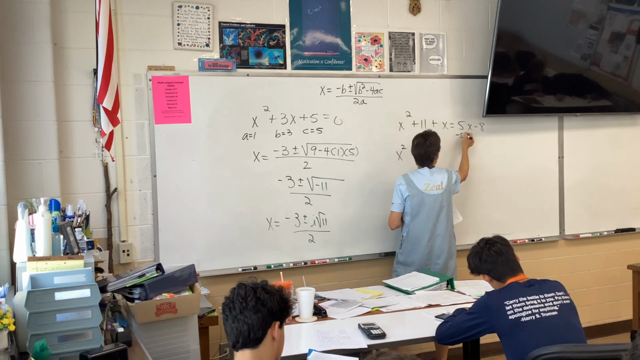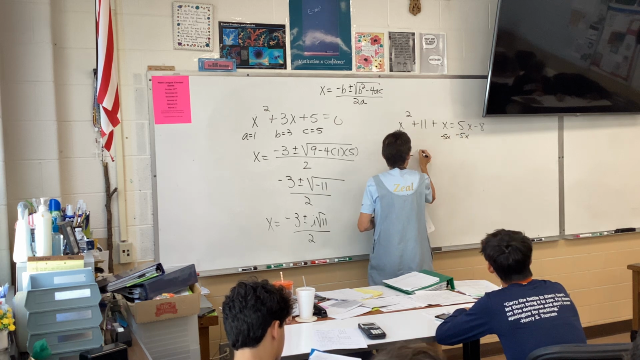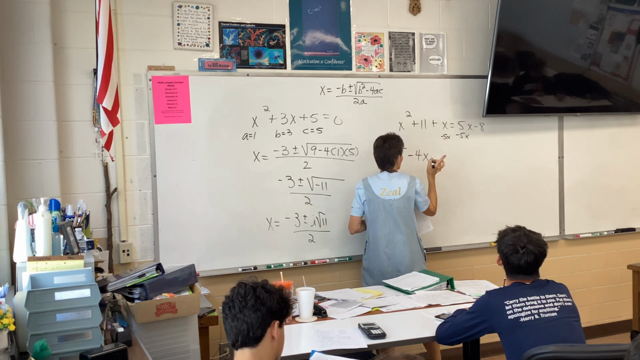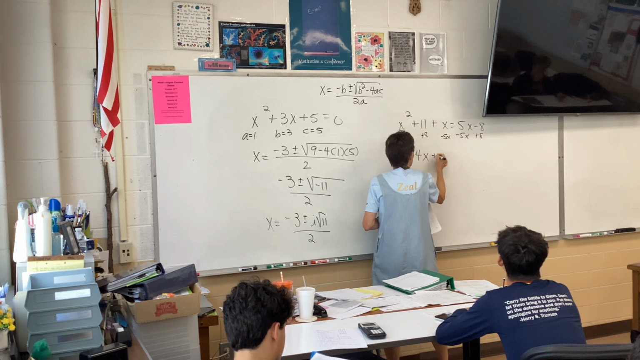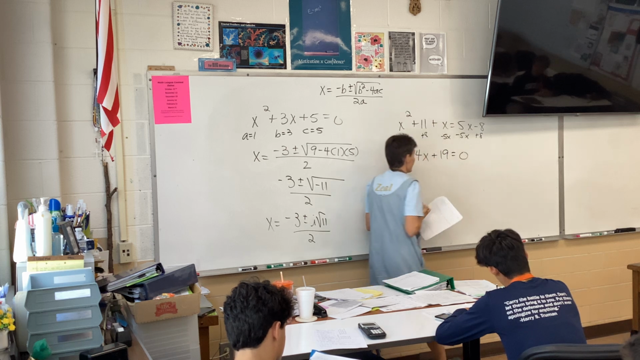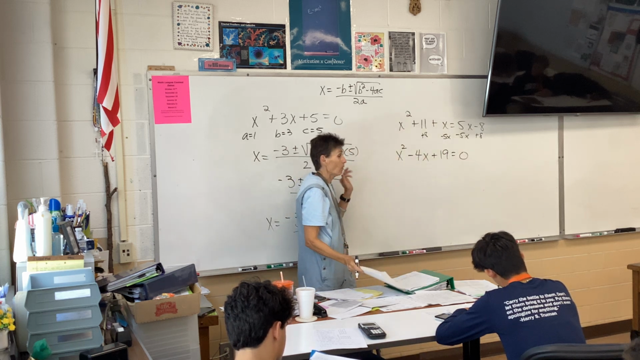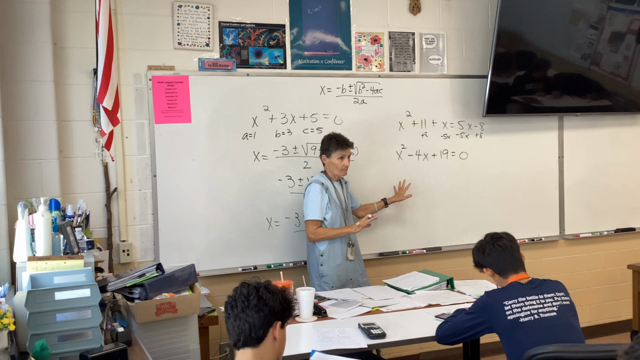So we'll move everything over. Let's see, if I bring the 5x over, I have negative 4x. And then I'll add the 8. How does that look? Don't let me make a mistake. Is that good? Now, this doesn't factor either.